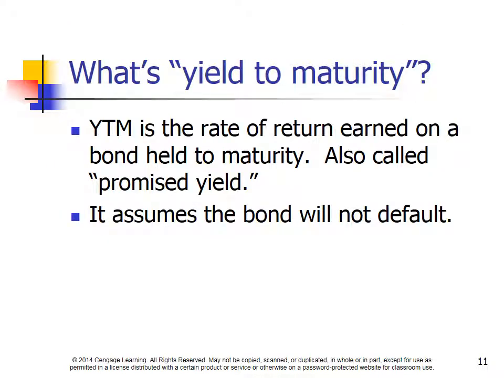So what is yield to maturity? Yield to maturity is the rate of return earned on a bond held to maturity. It is also called promised yield. Yield to maturity assumes that the bond will not default.